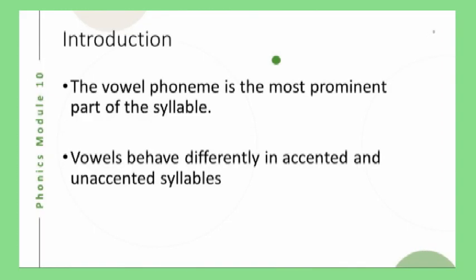The vowel phoneme is the most prominent part of the syllable. The vowel is most clearly heard in the accented syllable. Vowels behave differently in accented and unaccented syllables. Many syllables, when pronounced carefully in isolation, appear to follow the generalizations we have noted for vowels. In normal speech, however, we have a tendency to give most vowels in the unaccented syllable the soft, short, indistinct schwa sound, or less frequently, the short I.